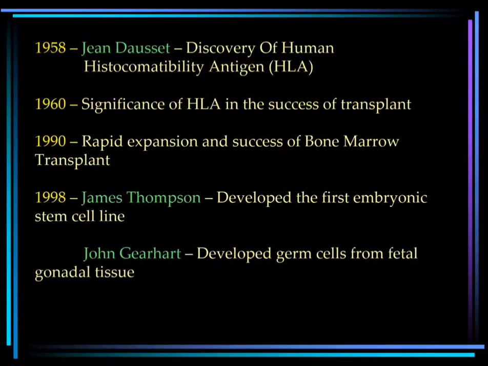Now, what is this HLA? HLAs are cell surface proteins which are responsible for the regulation of the immune system. So, as they started developing new things, by 1990, rapid expansion and success of bone marrow transplants was seen. In 1998, James Thomson developed the first embryonic stem cell line. John Gearhart worked on this and developed germ cells from the fetal gonadal tissues.